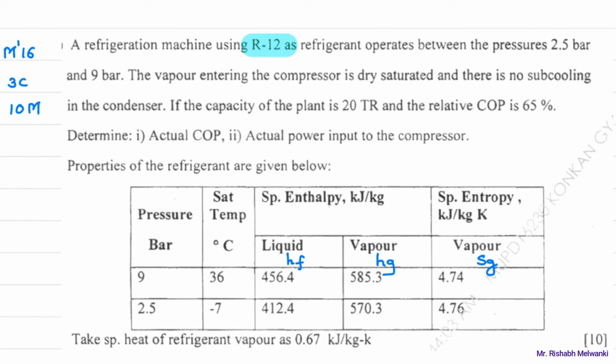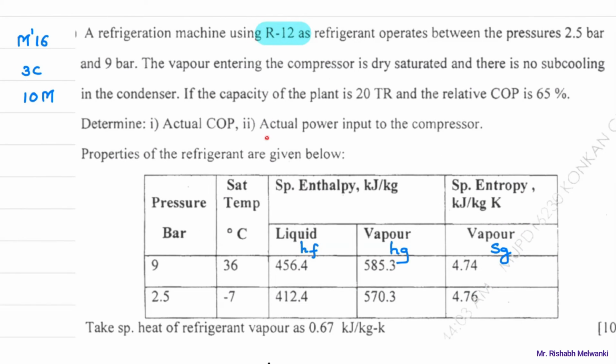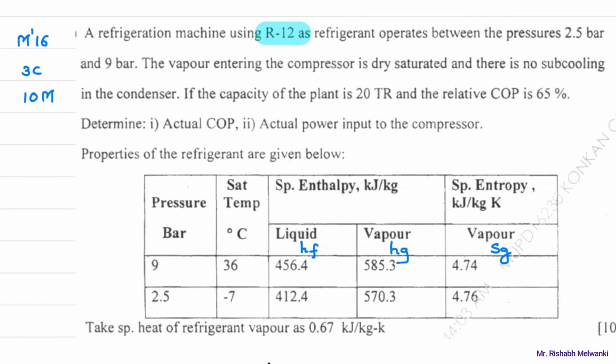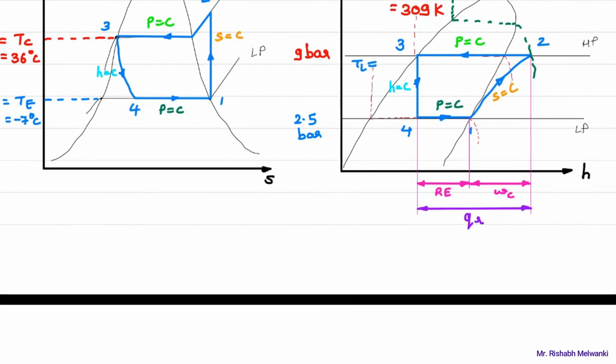See the next question: actual power input to the compressor. Now power input to the compressor, how do you have to find this? Mass flow rate of refrigerant into H2 minus H1. If we do this, we will get the power consumed by the compressor. Now what we will do here, the capacity is given, 20 TR. So we will use the Q dot E equation, or heat absorbed equation in the evaporator. So I'll write it down.